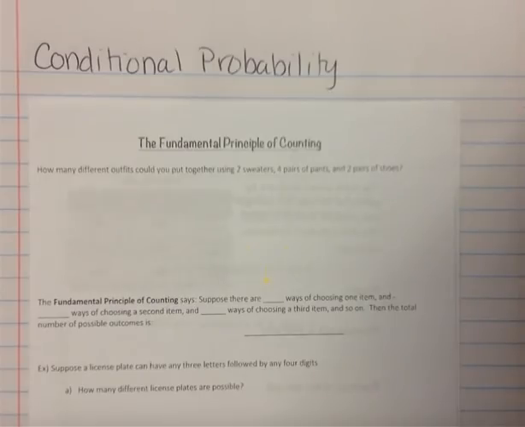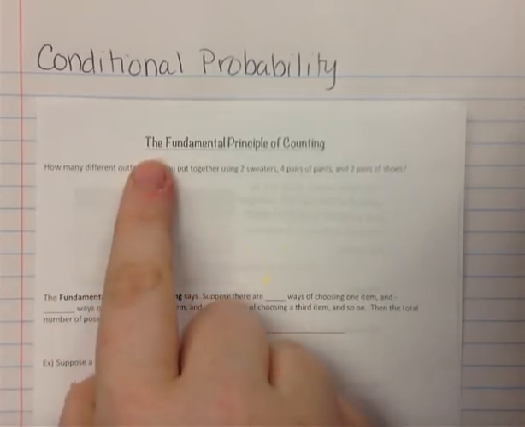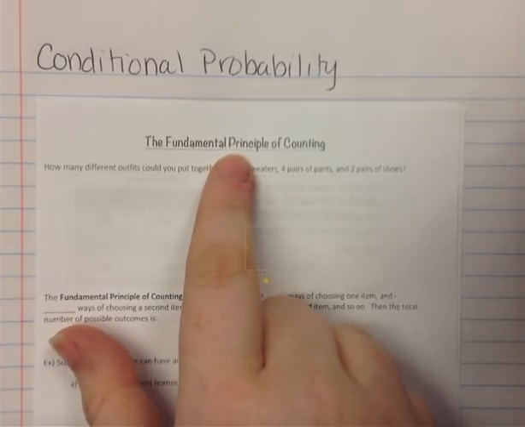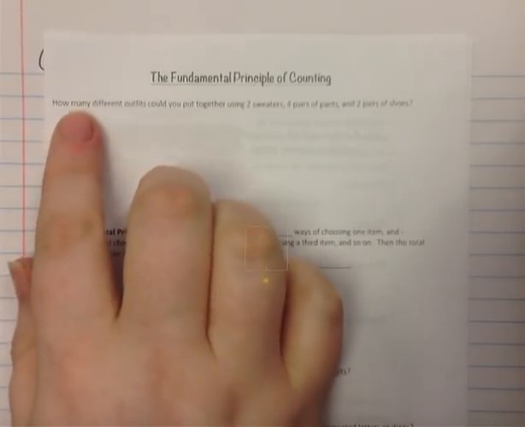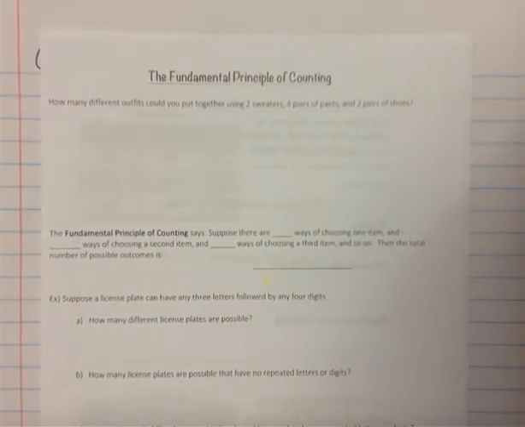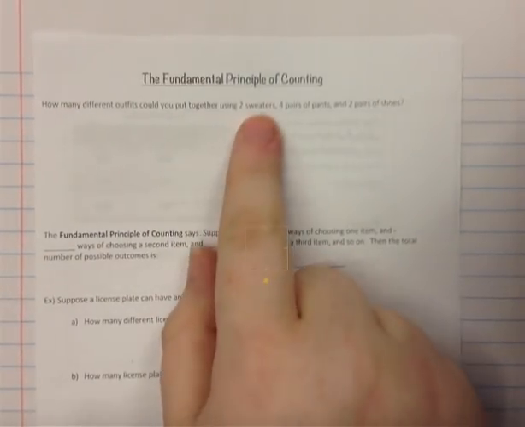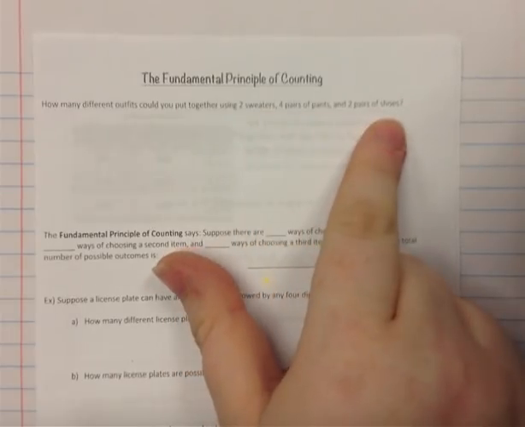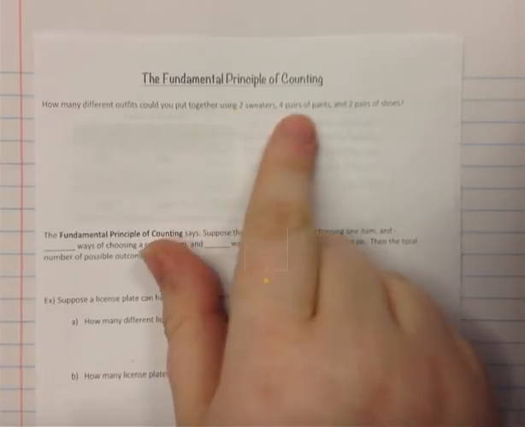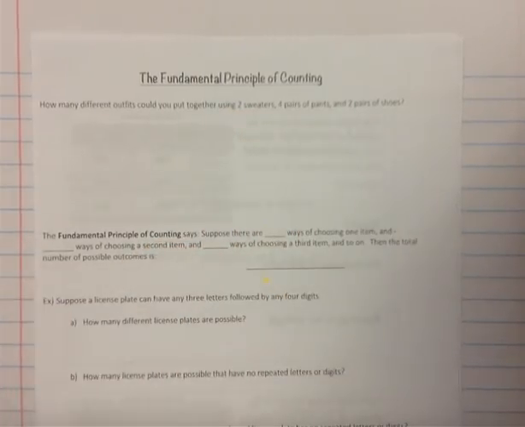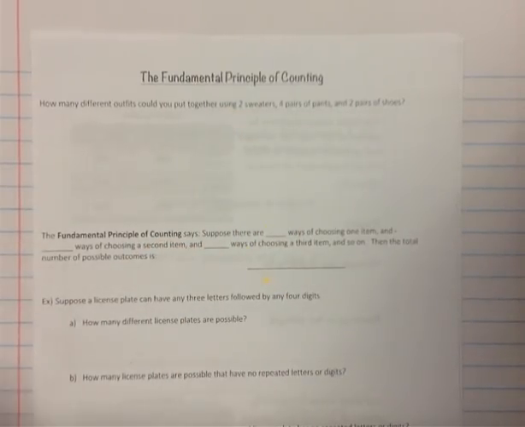This video is on conditional probability. First, we're going to talk about the fundamental counting principle. The question states: how many different outfits could you put together using 2 sweaters, 4 pairs of pants, and 2 pairs of shoes? So what we have here is 2 sweaters, 4 pants, and 2 pairs of shoes. We want to create outfits.